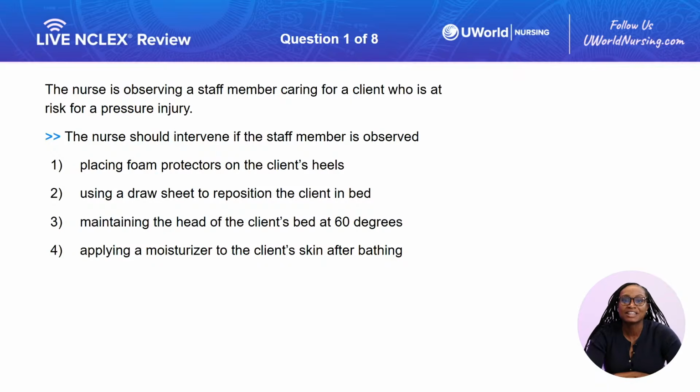Question number 1. The nurse is observing a staff member caring for a client who is at risk for a pressure injury. The nurse should intervene if the staff member is observed doing what? Option 1, placing foam protectors on the client's heels. Option 2, using a draw sheet to reposition the client in bed. Option 3, maintaining the head of the bed at 60 degrees. Or option 4, applying a moisturizer to the client's skin after bathing.